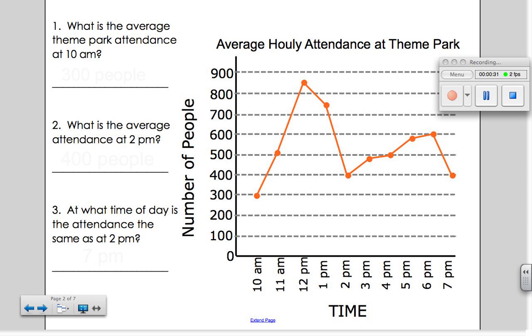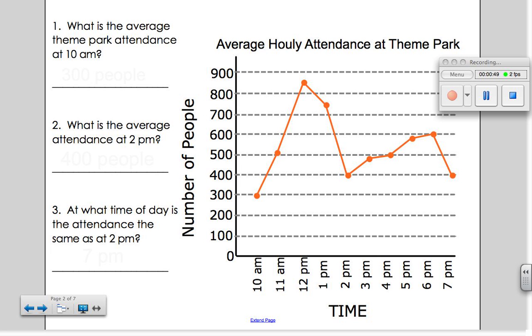First, we're going to look at a line graph. When you first look at a graph, it is very important to study all of the information being presented on the graph. The first thing you should look at is the title. This is telling us the average hourly attendance at a theme park.